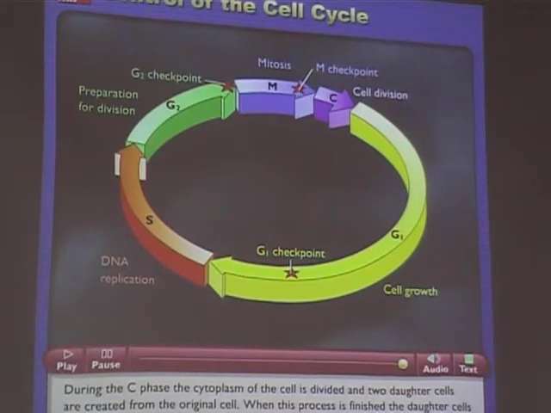Question? Yes. What happens if at the G2 checkpoint, everything's not fine?